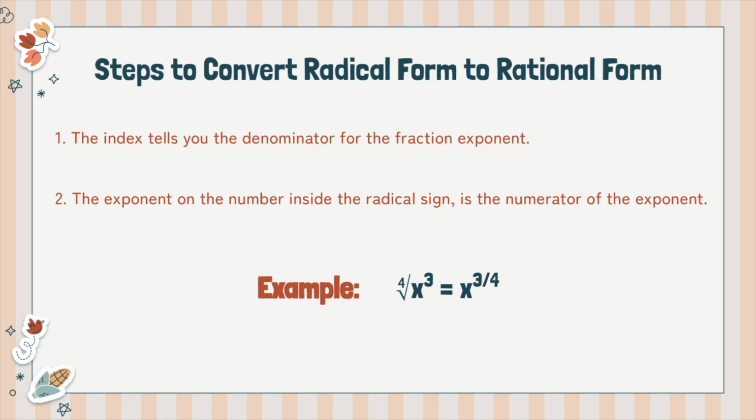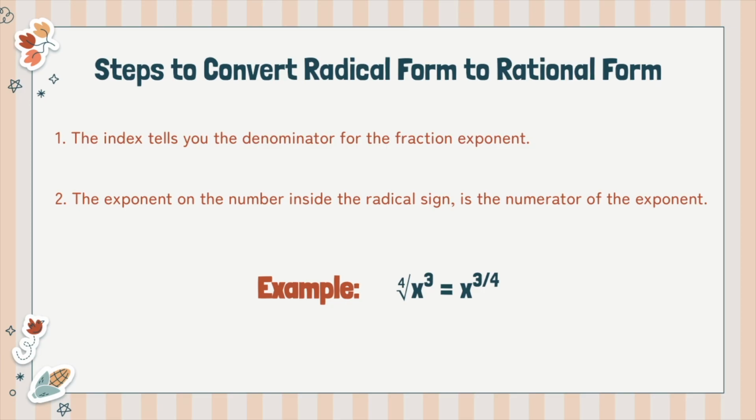Our steps to convert radical form to rational form: the index is going to be the denominator of our fraction exponent. Whatever we see as the little root in front, that's going to become our denominator. The exponent on the number inside the radical sign is the numerator of our exponent. So here in our example, we've got the fourth root of x to the 3rd power. To turn that into a fraction, our index becomes the denominator and the exponent becomes our numerator. So we get x to the 3/4.